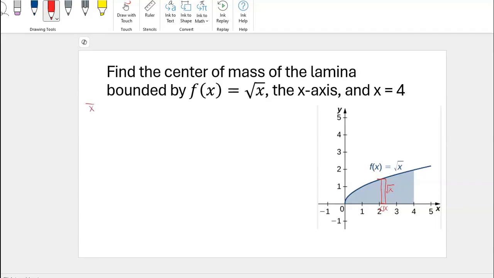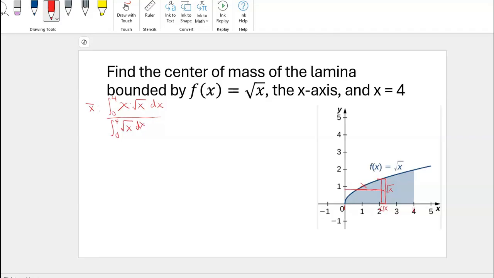Now we'll find x bar. X bar says I need the integral from 0 to 4, those are my bounds, of x. And why is it x? Because I need the x coordinate, that's this red line, times the function, square root of x dx, over the entire area. Now the entire area is the integral from 0 to 4 of just the square root of x dx.